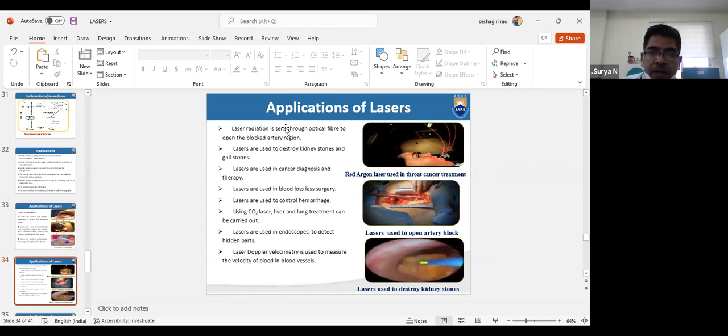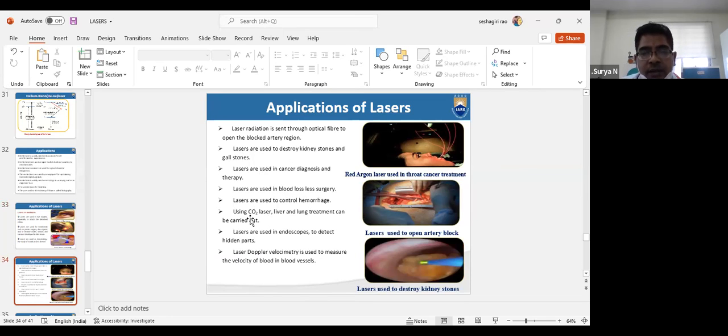Laser radiation is sent through optical fiber to open the blocked artery region. Lasers are used to destroy kidney stones and gallbladder stones. Lasers are used in cancer diagnosis and therapy. Lasers are used in blood-lossless surgery. Lasers are used to control hemorrhage. These are all the applications used in medicine.